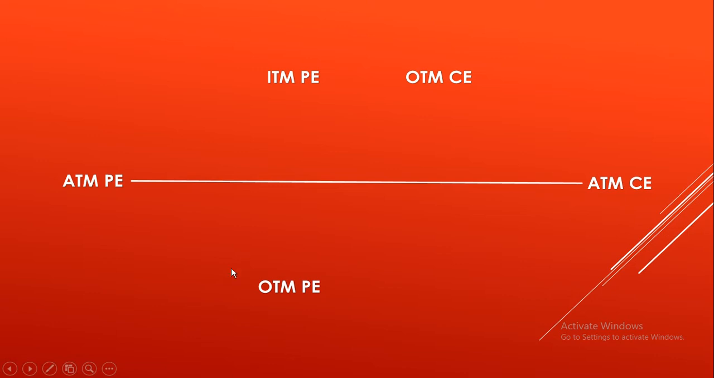So any put option whose strike price is below the current market price is going to be termed as an out of the money put option. Hope you understand.